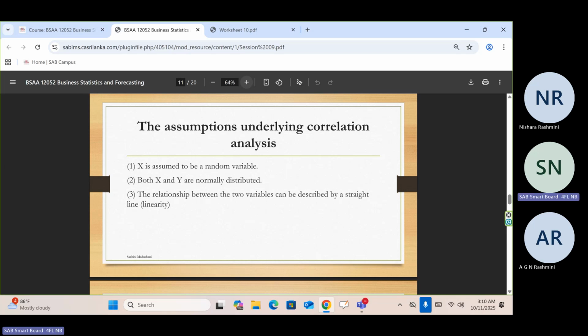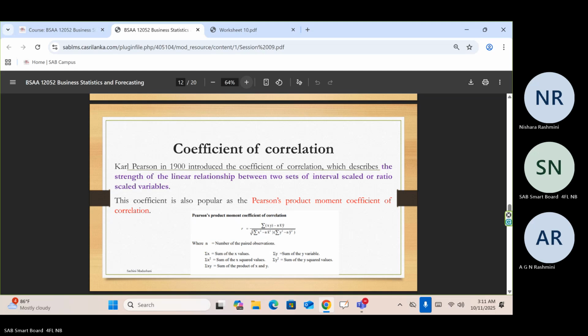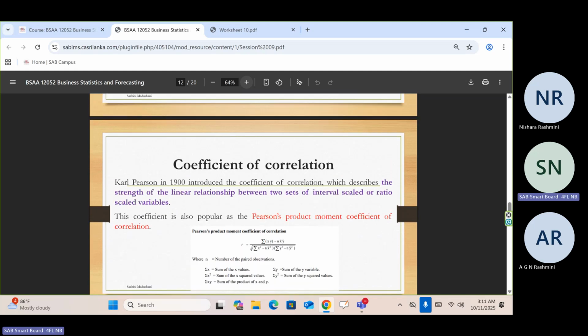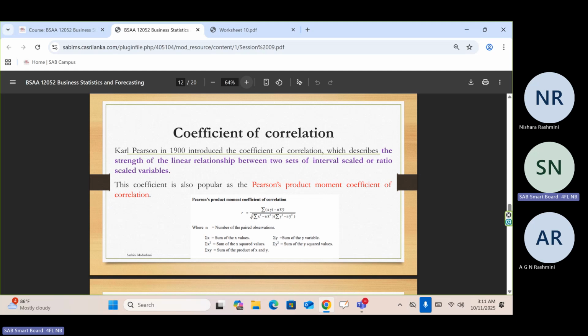When we do the correlation analysis, one time we can take only two variables. Here, we call it the coefficient of correlation. Coefficient means here we take the numerical measurement of the correlation. Here we take the numerical value to identify the linear relationship.